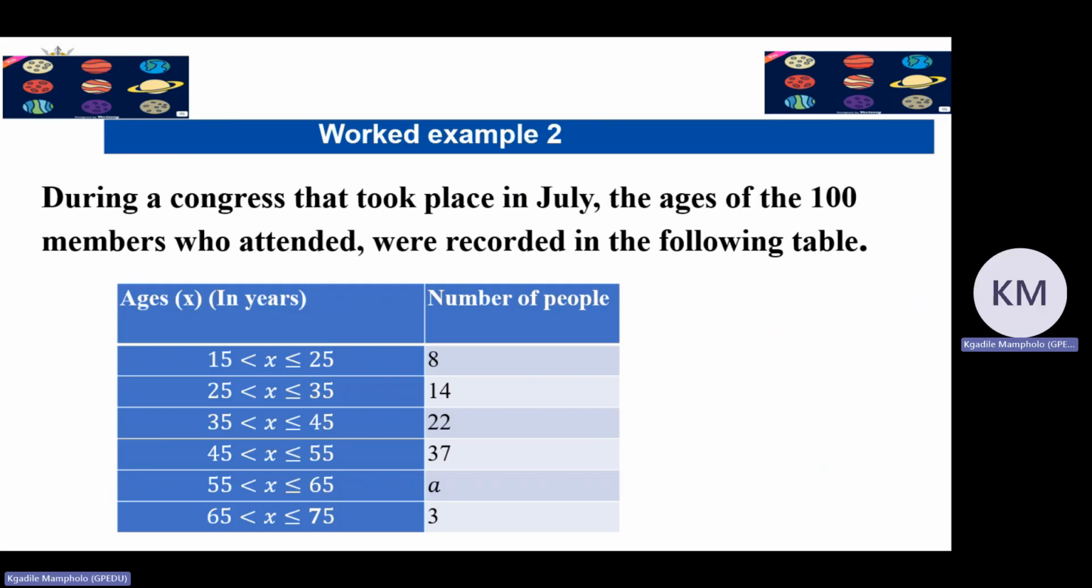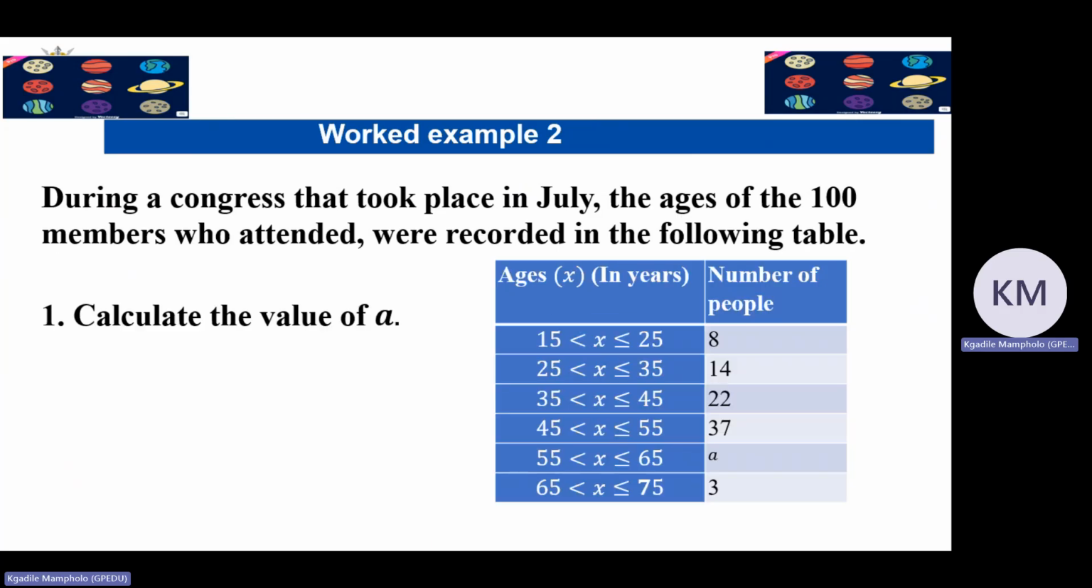Now, the next worked example. During a congress that took place in July, the ages of 100 members who attended were recorded in the following table. Then we have the age ranges versus the frequency. The first question: calculate A.